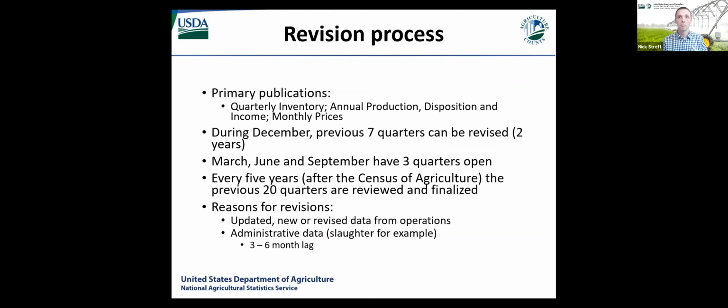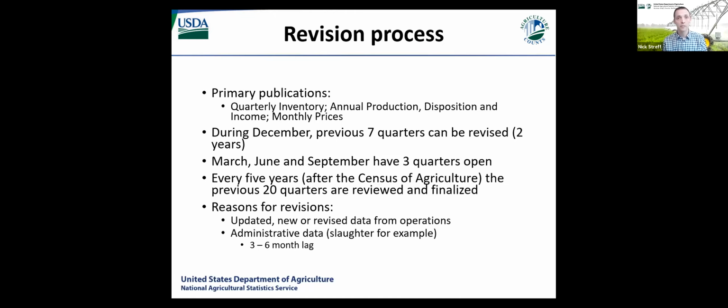So basically, just to talk mainly about the quarterly inventory part, in December, we can revise back up to 7 quarters, so 2 years. In our December base survey, we can go back that far. However, in our March, June, and September surveys, we can only go back a year. So we just have these rules in place to make sure we don't go back and randomly revise another quarter. These are the quarters that are open for revision. We can't go back 3 years. We can't go back 4 years whenever we feel like it. We have guidelines in place that tell us when we can do our revisions.